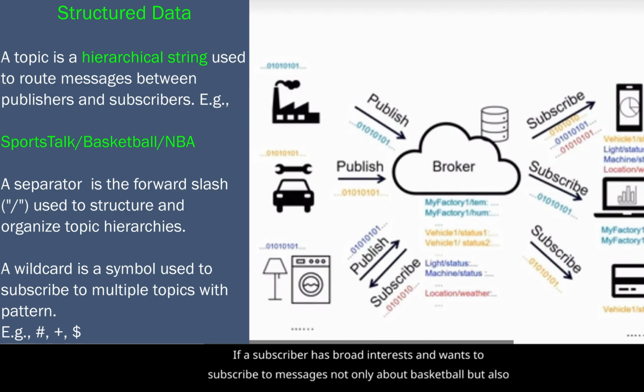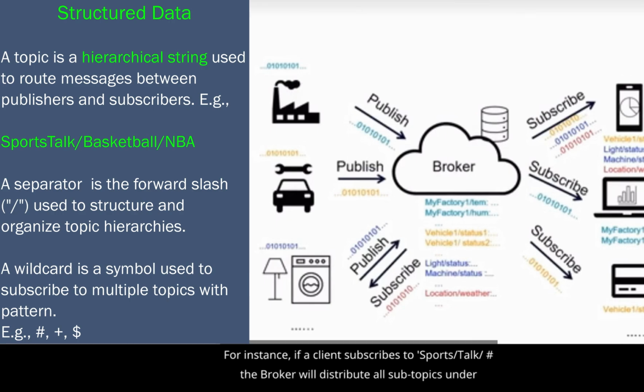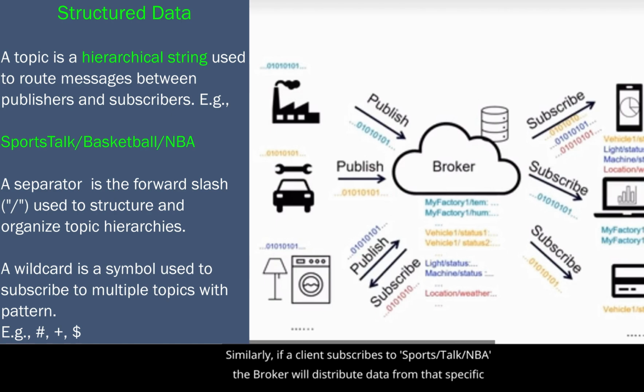If a subscriber has broad interests and wants to subscribe to messages not only about basketball, but also about football, table tennis, etc., they will end up with a long subscription list, which can be cumbersome to manage. In this case, wildcards are needed. For instance, if a client subscribes to Sports Talk, the broker will distribute all subtopics under Sports Talk to that subscriber. Similarly, if a client subscribes to Sports Talk NBA, the broker will distribute data from that specific topic, but will not distribute messages from the next sublevel. Wildcards can match a single level, but their more commonly used function is to handle system messages.